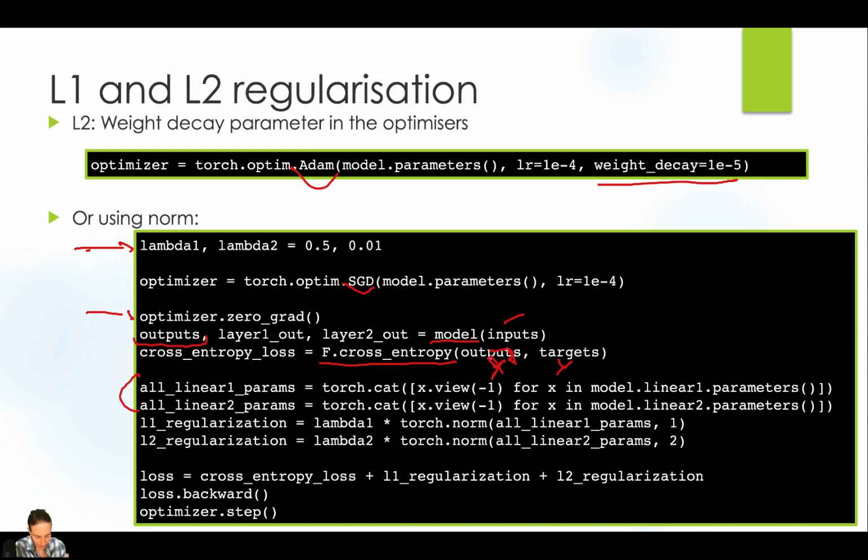Then we retrieve all the parameters from the model, from layer 1 and from layer 2. And if we do L1 regularization, then we can call the norm function, multiply it by lambda 1 for layer 1, and we can call the norm function for layer 2. In case of L2 norm, we need to put a 2 here and multiply that by lambda 2. Okay, so our final loss will then be our cross-entropy loss plus each regularization term that we want to add. We do backpropagation and update our weights.